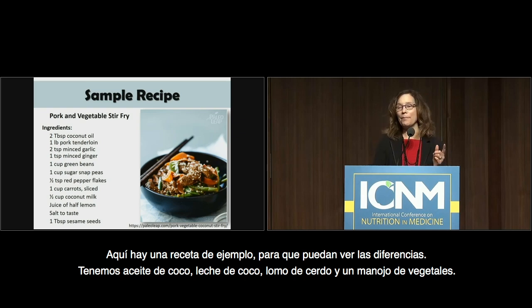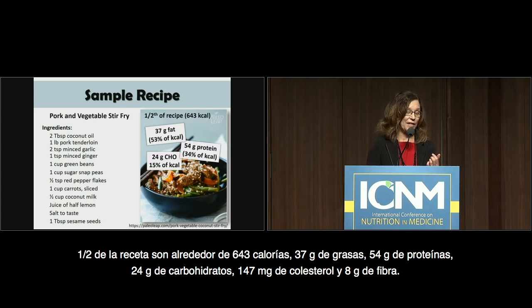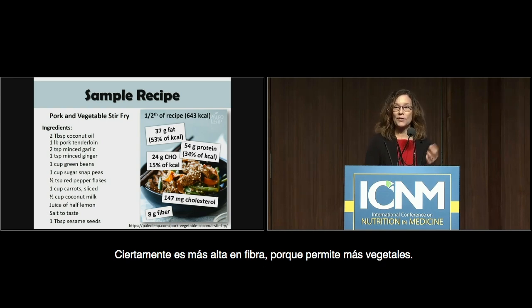And here's a sample recipe, just so you can see the differences. You've got coconut oil, coconut milk, pork tenderloin, and then a bunch of vegetables. And half the recipe, about 643 calories, 37 grams of fat, 54 grams of protein, 24 grams of carbohydrate, 147 milligrams of cholesterol, and 8 grams of fiber. So certainly higher in fiber because it's higher in vegetables.